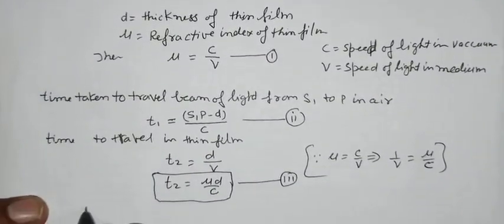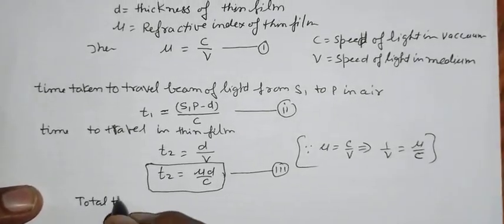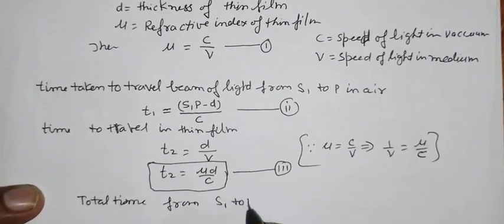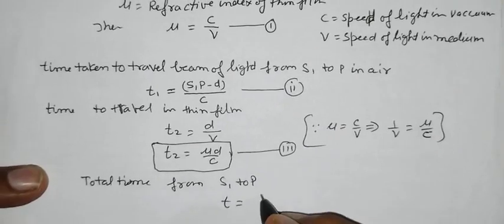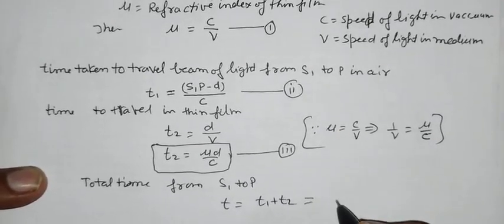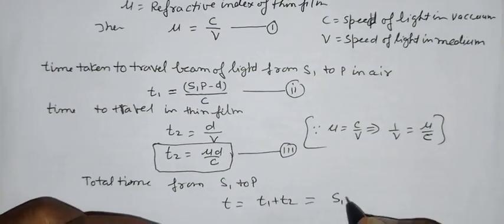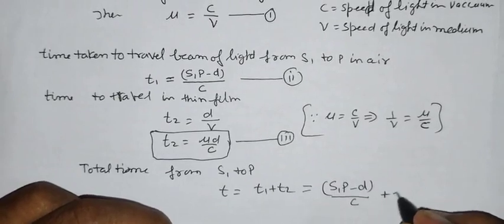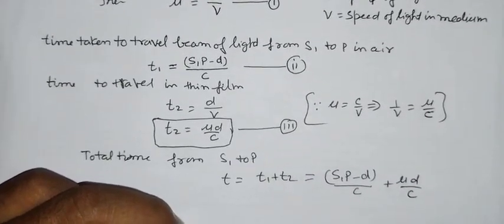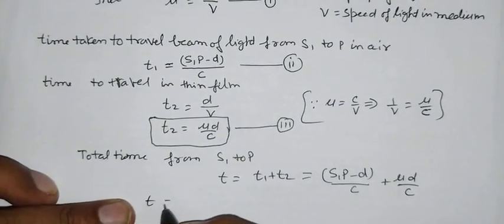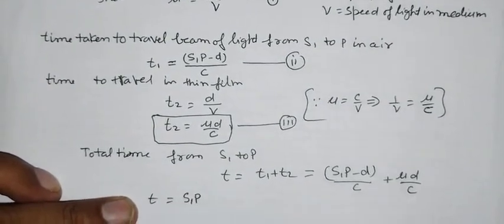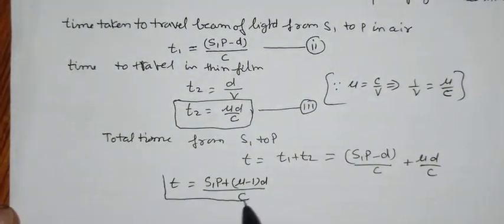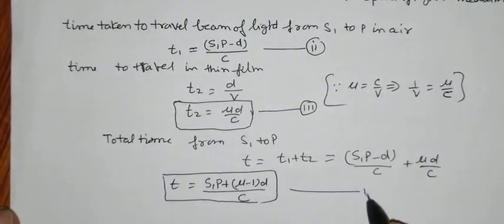Now we are going to obtain the total time. The total time from S1 to P, let it be T, is T1 plus T2. This is S1P minus d by c plus mu d by c. Then one may write this as S1P plus mu minus 1 into d, divided by c. This is the total time, given by equation number 4.